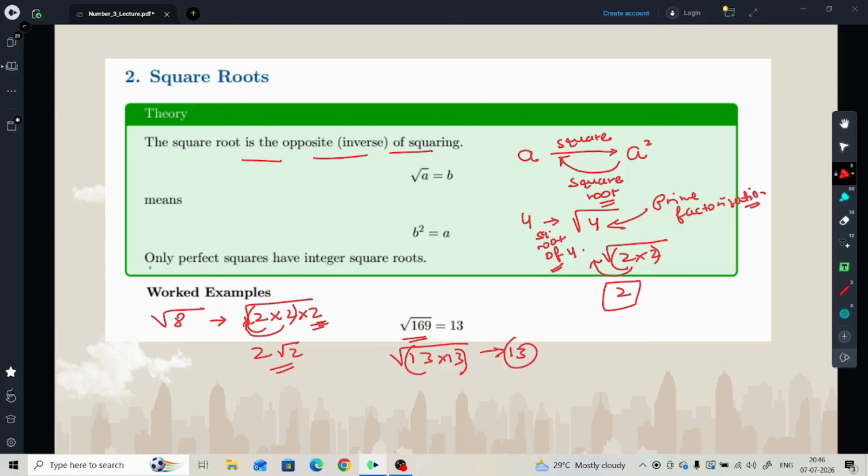Only perfect squares have integer square roots, just like 4, 9, 16, 25, 36, 49, and so on, 100, like that. These are perfect squares, because if you do their prime factorization, you will get perfect pairs. Simply, 100 is 10 squared, so you can directly take it out. 36 is 6 squared, so you can take out the 6, and this will be the square root of 36, like that.